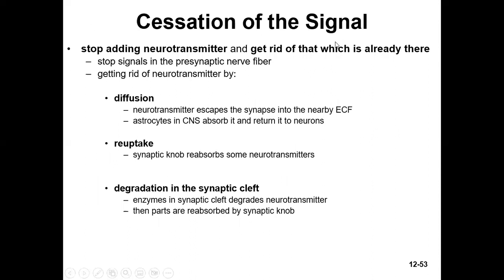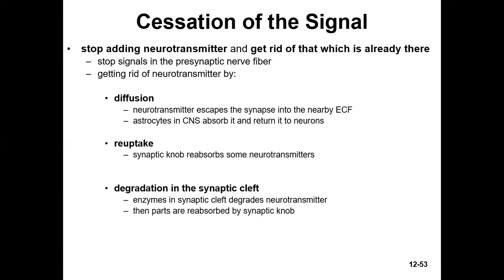So the cessation of a signal, this is when we stop adding neurotransmitter and getting rid of what's there. When this happens, this will stop the signals in the presynaptic nerve fiber. We had mentioned this back in the other chapter when we were talking about the NMJ, about how the neurotransmitter can be broken down and reabsorbed. These are ways that this can happen. So diffusion can take care of the signal stopping.